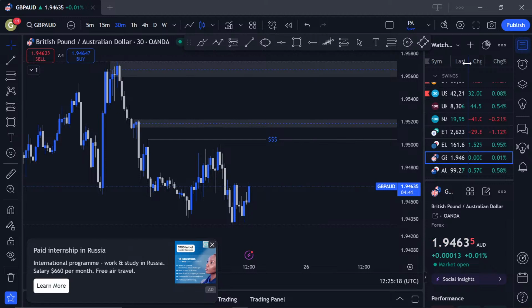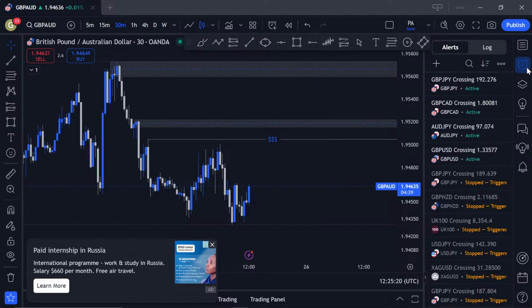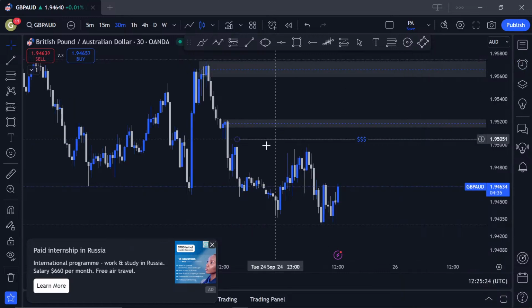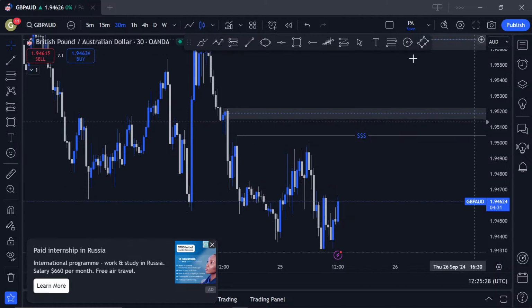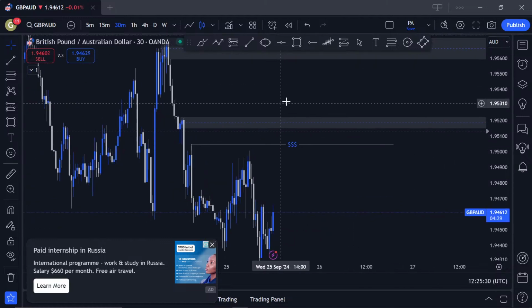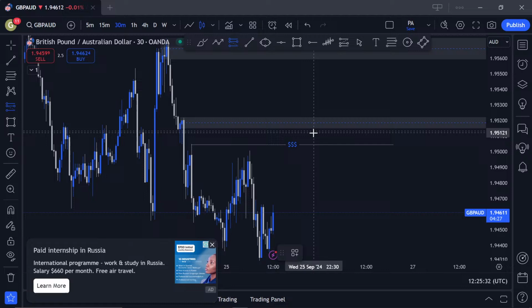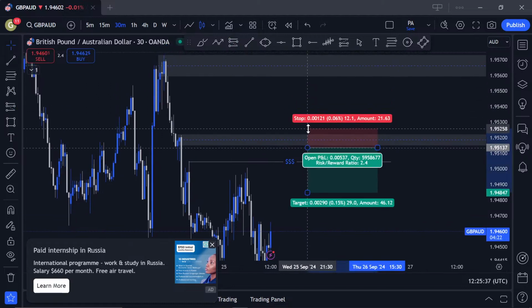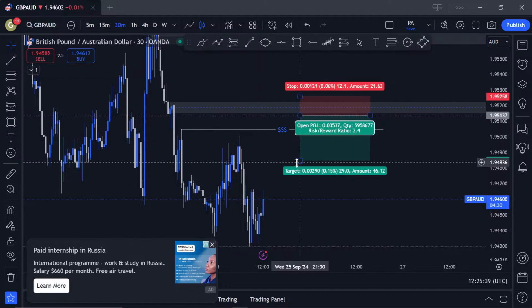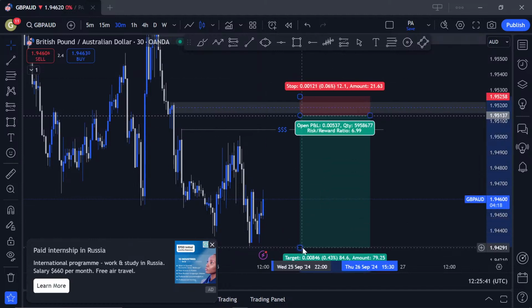So I'm still looking forward to sell this. So now I'm just going to turn off one of my alerts that is not useful, and then set it right here. So here becomes my entry, and then here becomes my stop loss. My take profit comes down here.